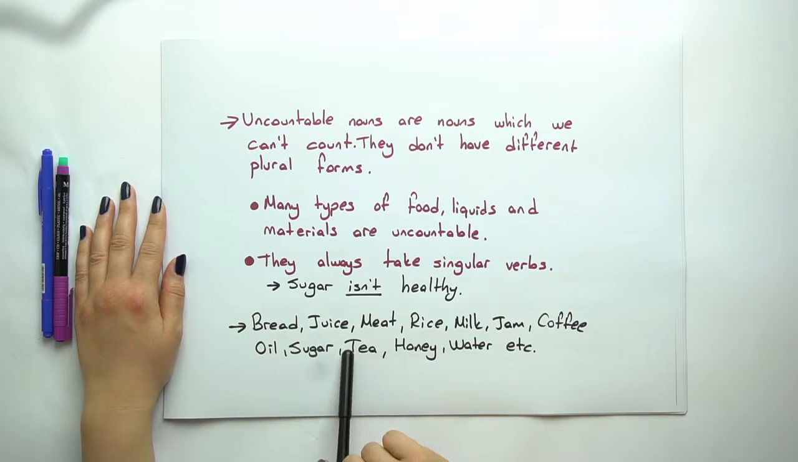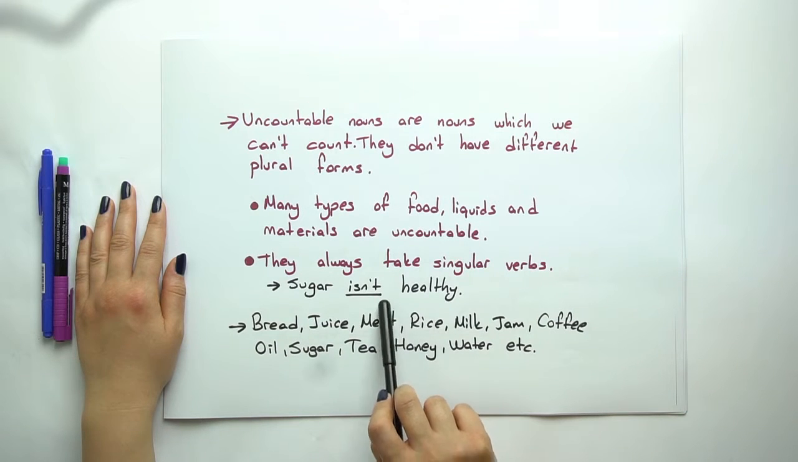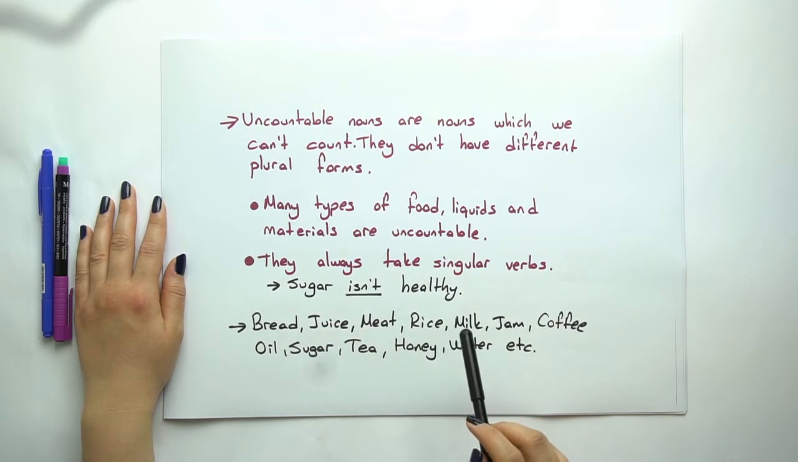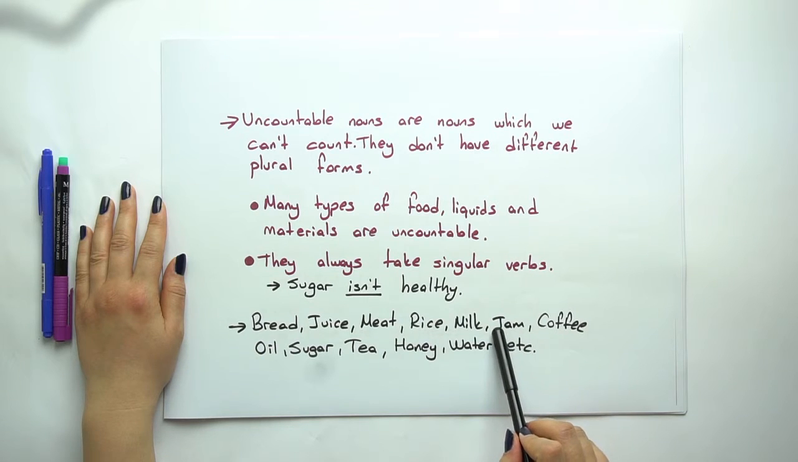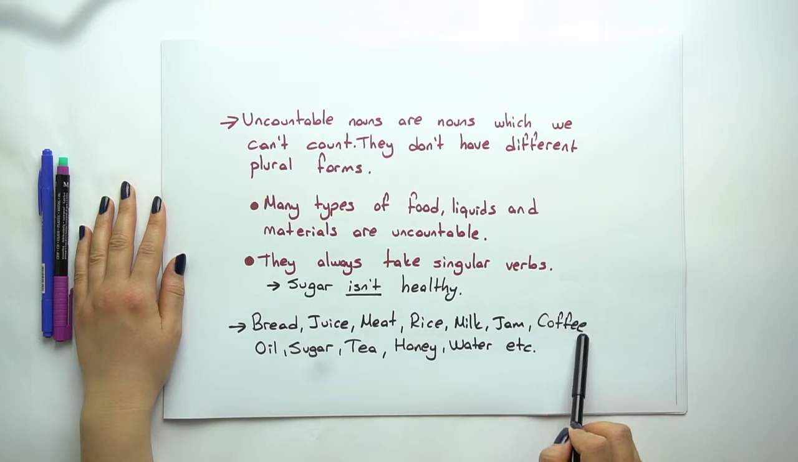Now here we have some examples about uncountable nouns. For example, bread. It is uncountable. Then we have juice. It is uncountable. Meat. It is uncountable. Then we have rice. It is uncountable. Then we have milk. Milk is uncountable. Then we have jam. It is uncountable.